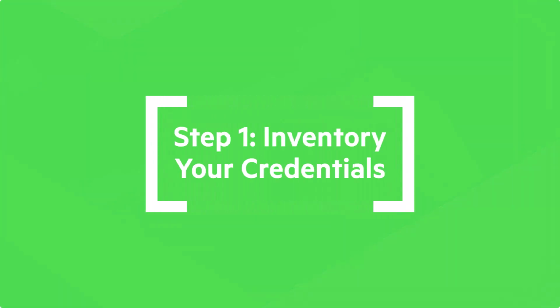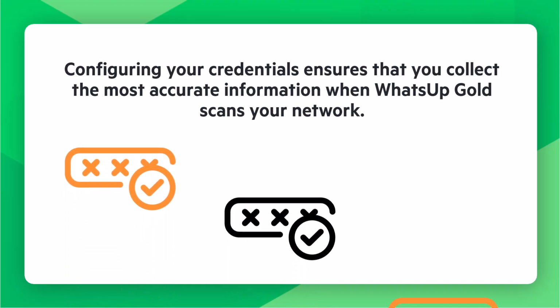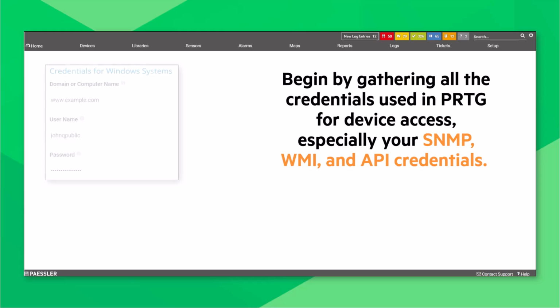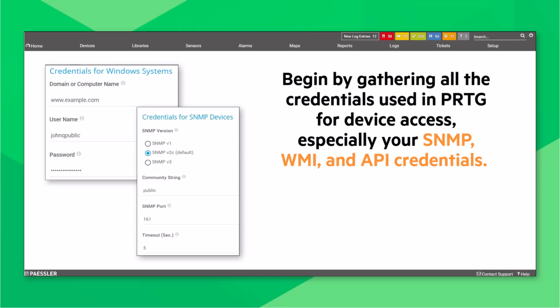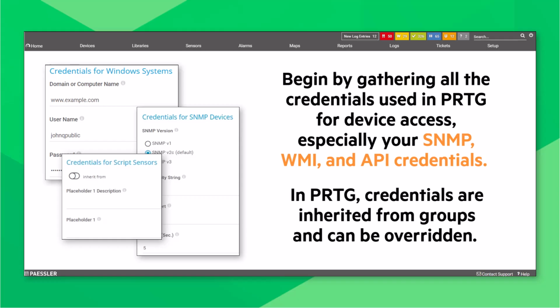Start by configuring the credentials for the network devices you want to monitor. This ensures that you collect the most accurate information when WhatsUp Gold scans your network. Begin by gathering all the credentials used in PRTG for device access, especially your SNMP, WMI, and API credentials. This might be challenging because in PRTG, credentials are inherited from groups and can be overridden.